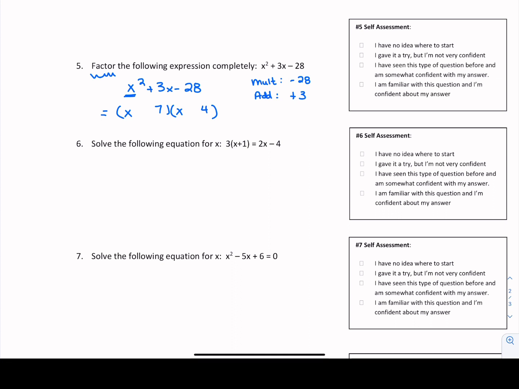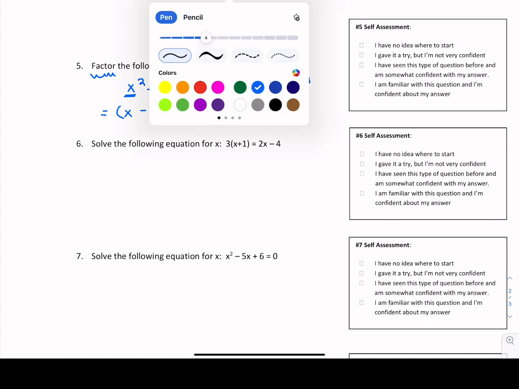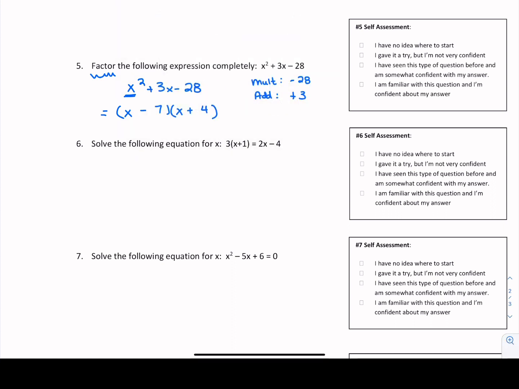And I'm actually going to make a mistake on purpose here to show you how you can check your work as you go. So when we take a look at our signs, if we multiply to get a negative, we know that one of these signs has to be positive and one has to be negative. So I'm just going to put down a negative 7 and a positive 4. Now, don't be afraid to use trial and error with factoring. The more you use trial and error, the quicker you're going to get at the answers.